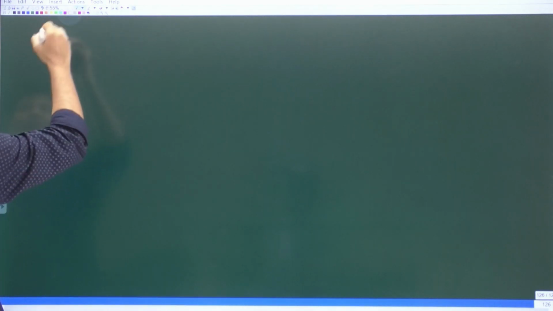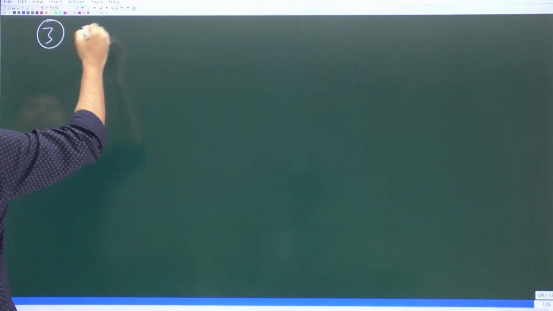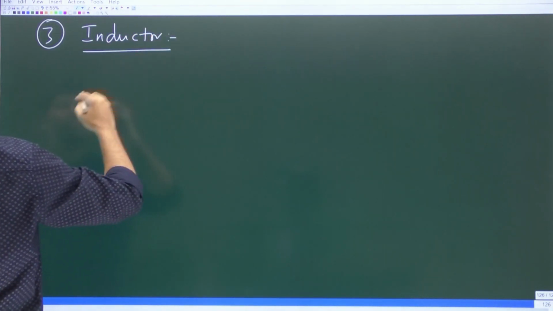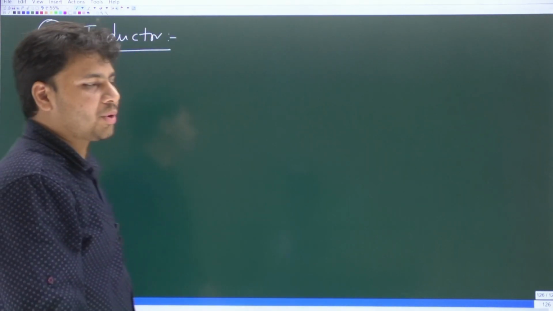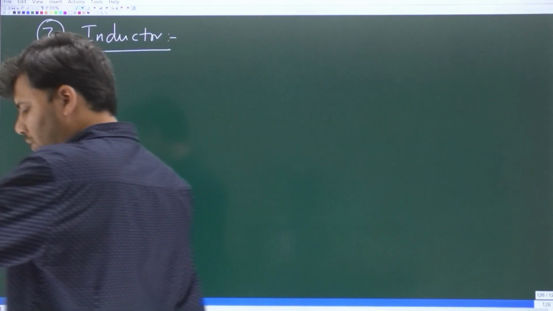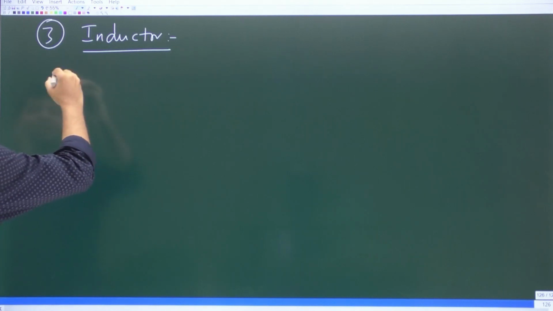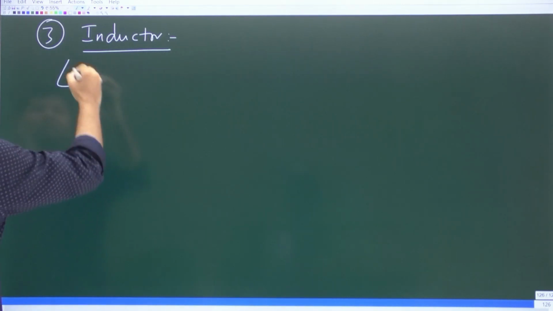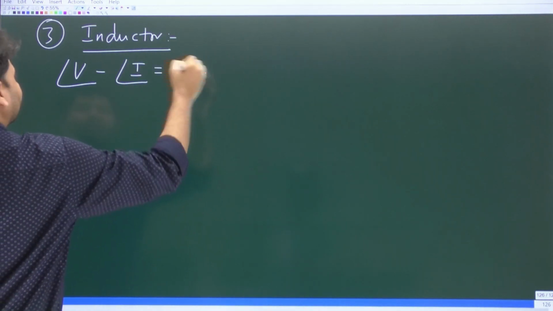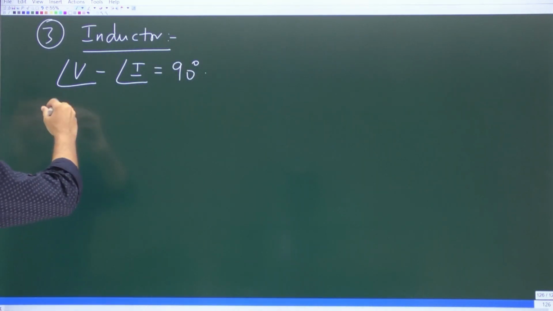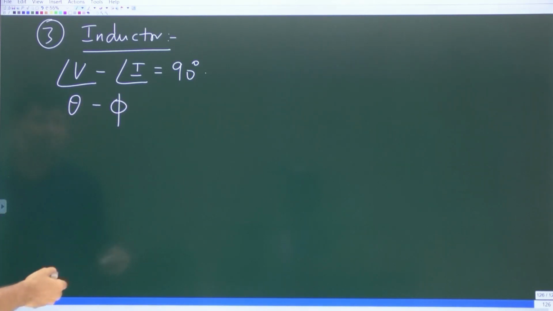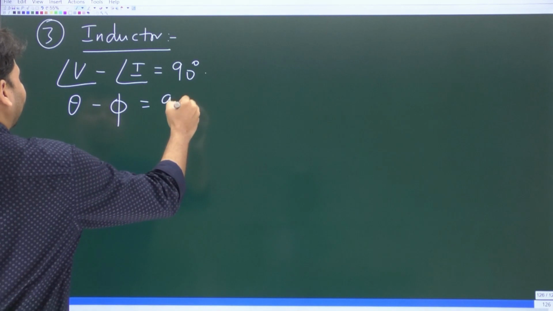And lastly, we have the inductor. So for an inductor, what is the property? Voltage leads current by 90 degrees. Yes or no? Always in an inductor, voltage leads current by 90 degrees, which means angle of V minus angle of I is equal to 90 degrees. Phase angle of voltage is denoted by theta. Phase angle of current is denoted by phi.